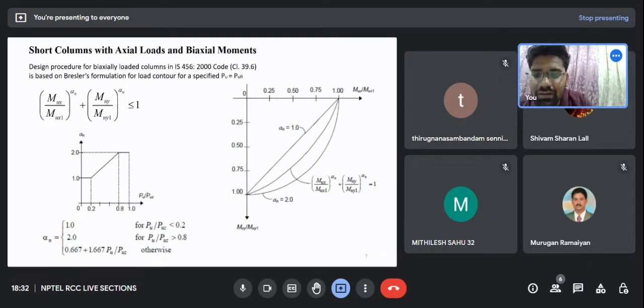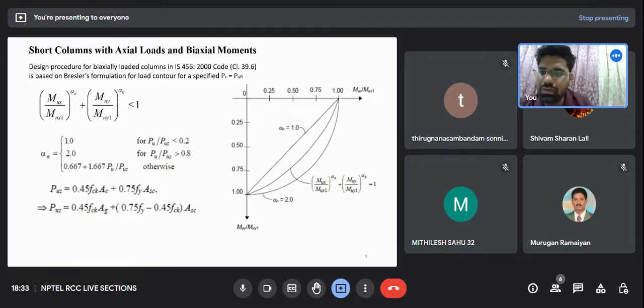So where is Puz? Okay, Puz is given by this formula. Puz is the capacity of my cross section. Don't relate it with the previous formulas which we studied in the previous class, because these coefficients are slightly different from them. This is given in the IS code. So you can find the Puz, that is the axial capacity of the column which is subjected to biaxial moments.